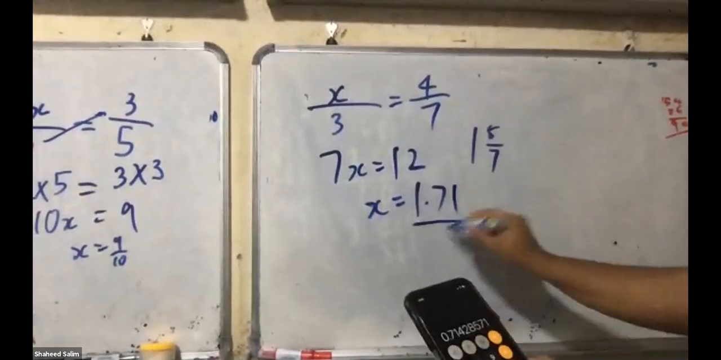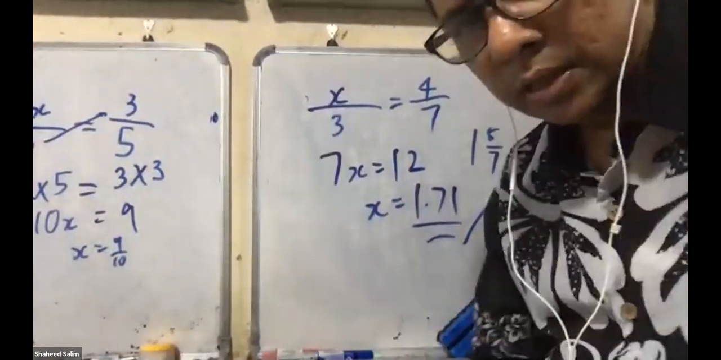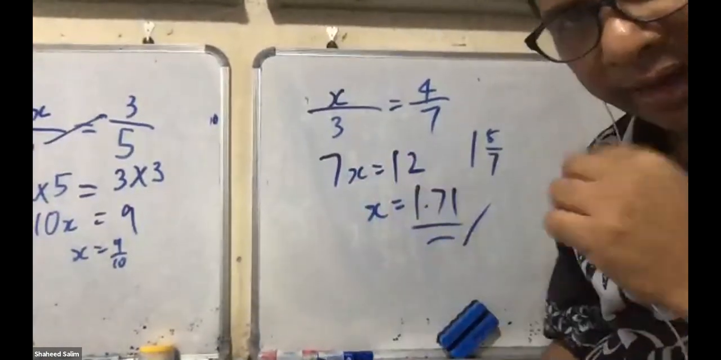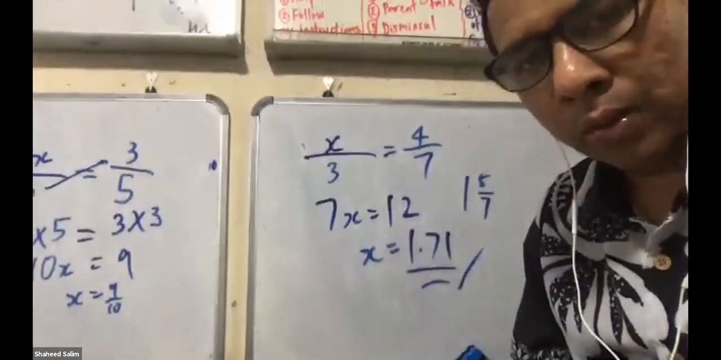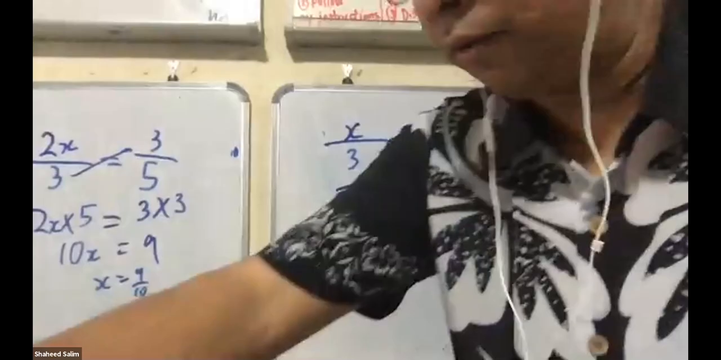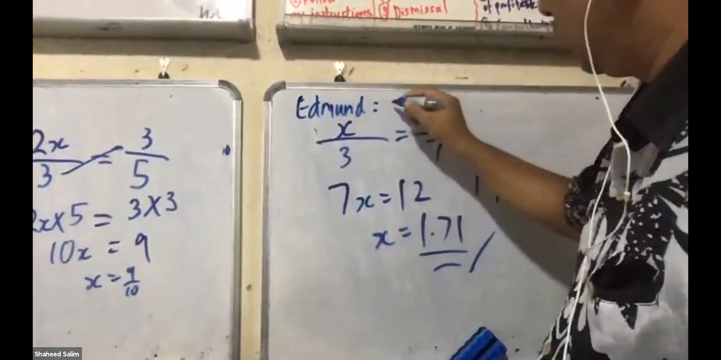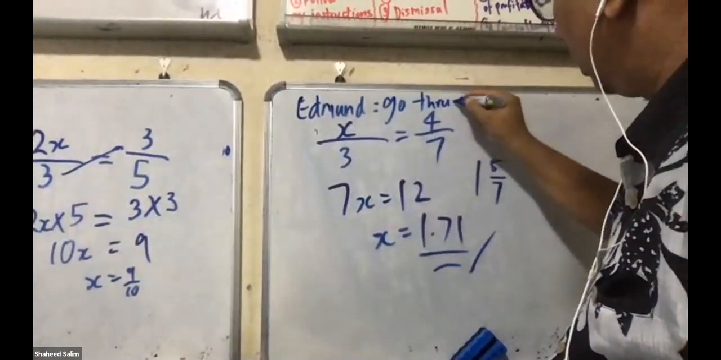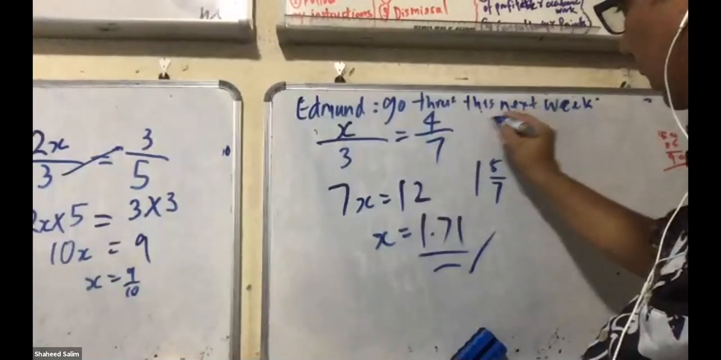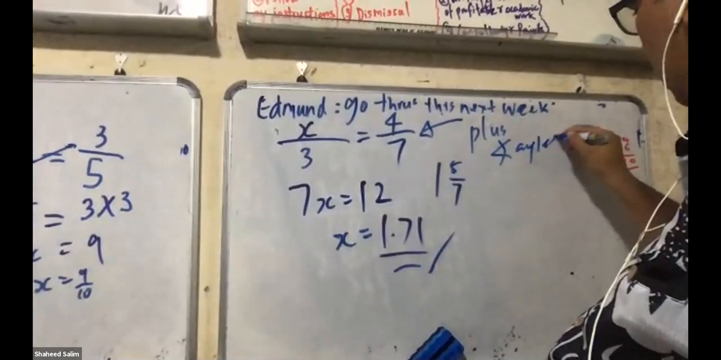Okay, all right. You may need to revise this part, because this part is a little bit complex. Next lesson, I am going to go through this. I'm going to mark your angles, then I will go through next week's angles. Let me write down first on the board, Edmund, so that you can look at the video and go through this next week. Plus angles worksheet.